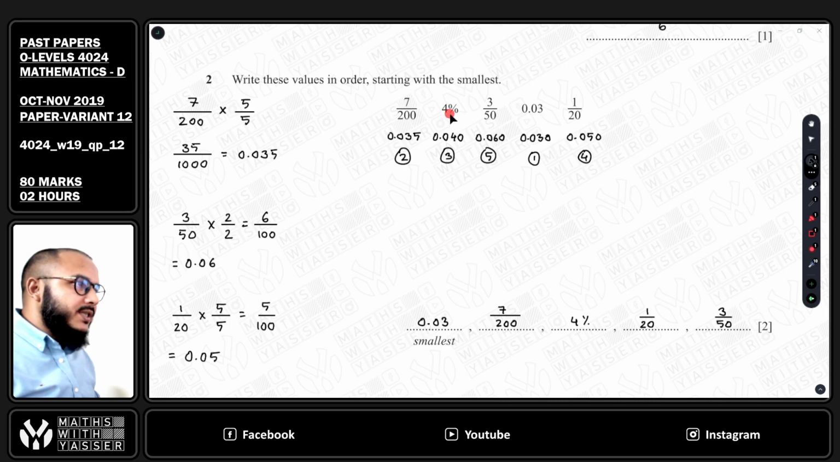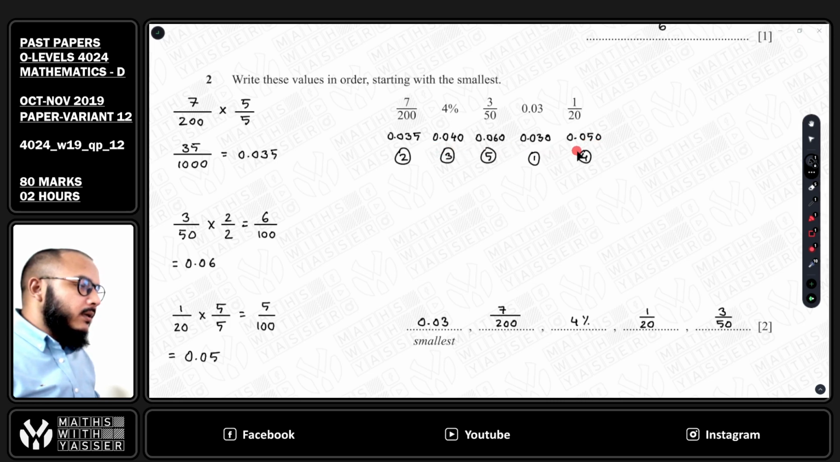4% is the same as 0.04, which means the same thing as 0.040. 3 over 50, I'm changing that by multiplying both the numerator and denominator by 2, and that becomes 6 over 100, which is 0.06. And this is the same as 0.060. Then I have 0.03, I'm writing it as 0.030, and 1 over 20 means the same as 5 over 100. So 5 over 100 is 0.05, which is the same as 0.050.